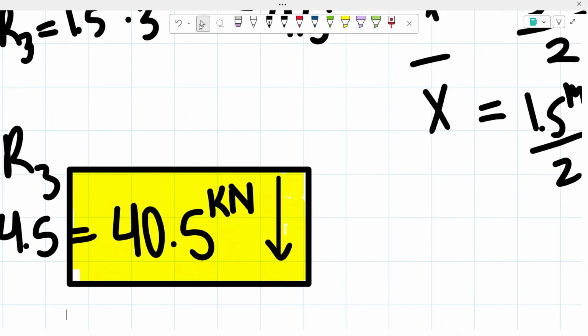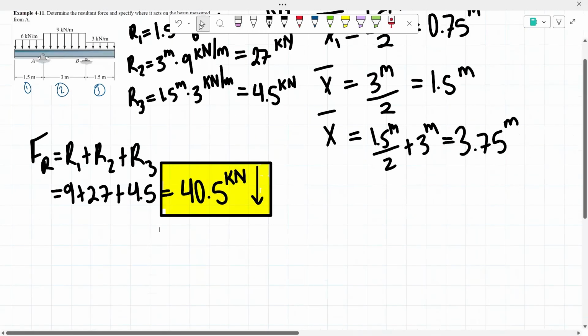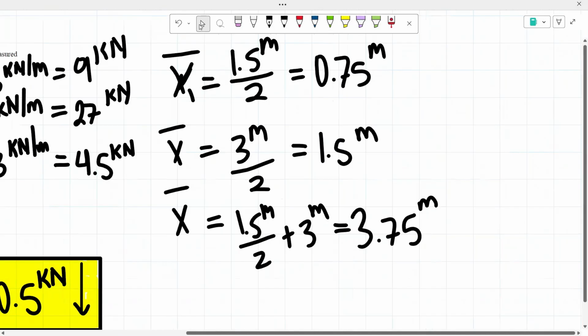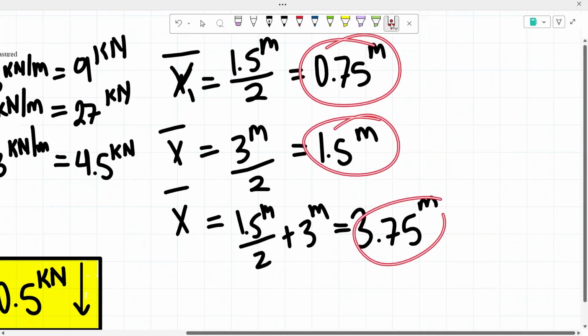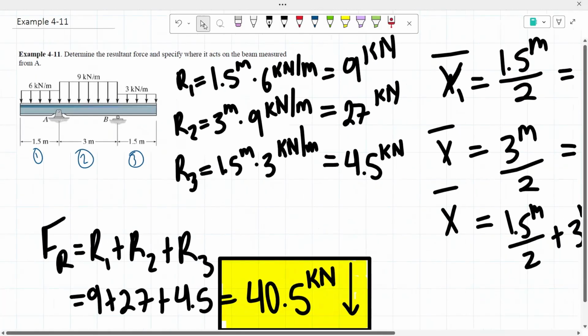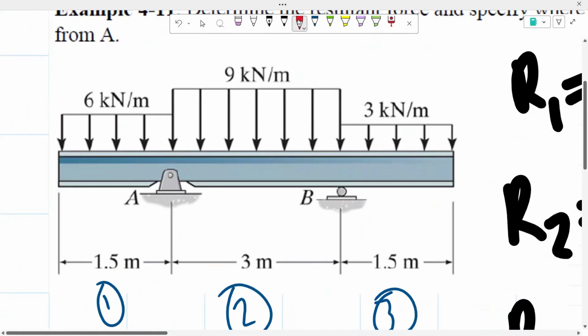But now for the next thing, we have to determine where that resultant force is located from point A. So what I'm going to do now is draw where each of these individual forces are. For x1, it's 0.75 meters away from point A, so that's going to be somewhere around here. We said that the other one was going to be about here.